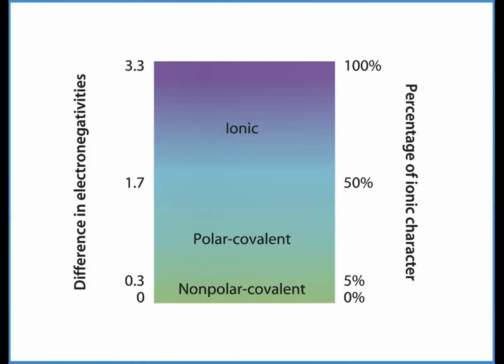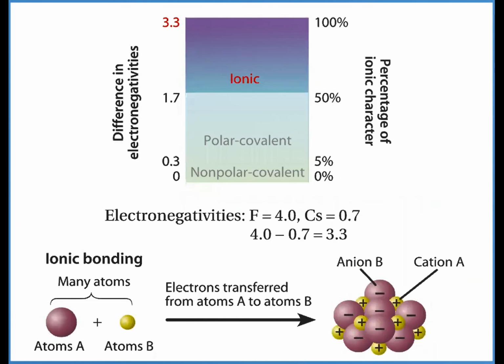This diagram shows the relationship between the difference in electronegativity and the type of chemical bond between two atoms. The electronegativity difference between fluorine and cesium is 3.3. Because this is greater than 1.7, the bond is ionic. The fluorine atom has almost complete control of the electron, and the attraction between the two atoms is mostly electrical.